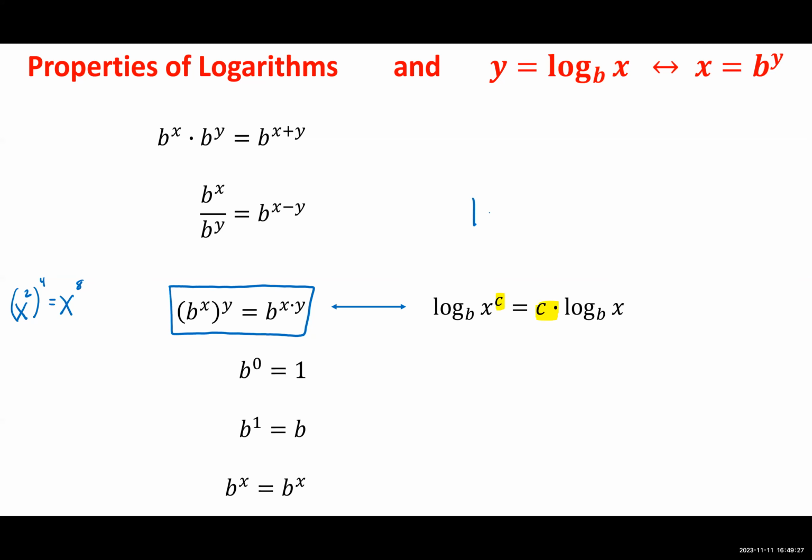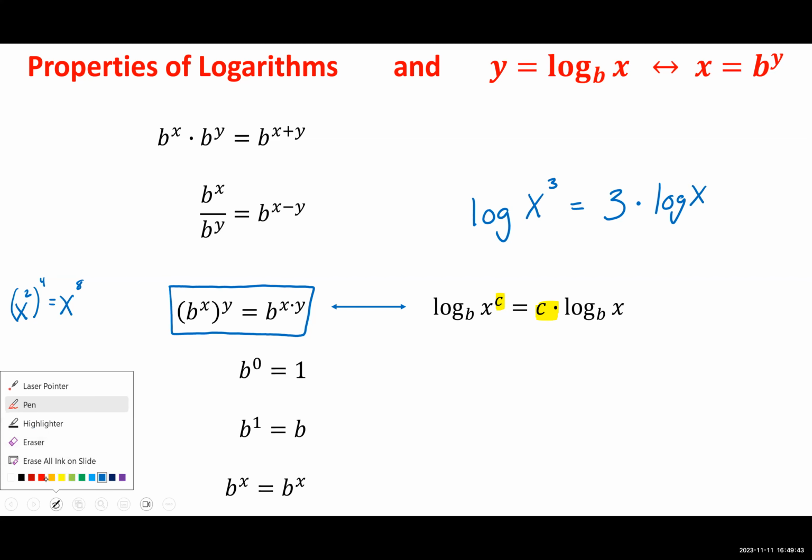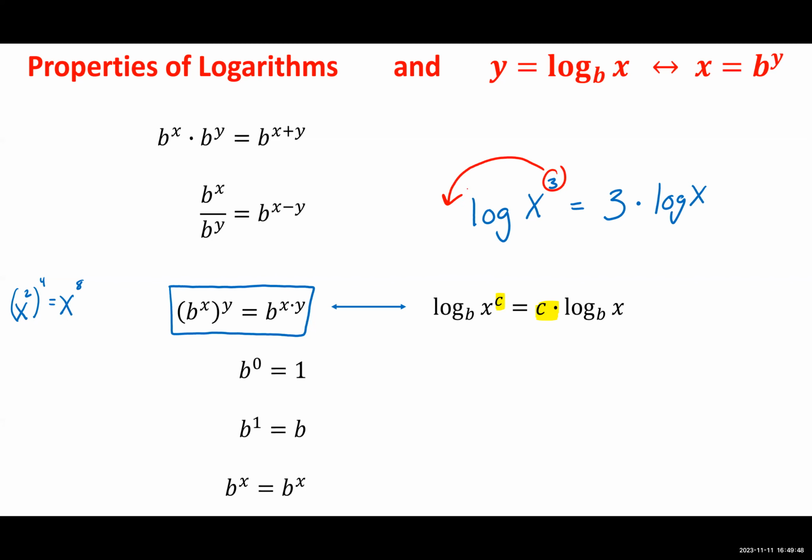What that looks like: if you have the log of x to the third power, that is equal to 3 times the log of x. The exponent pops out front as a multiple. The 3 pops out front, and you get 3 times the log of x.